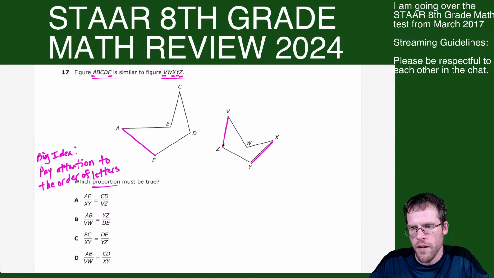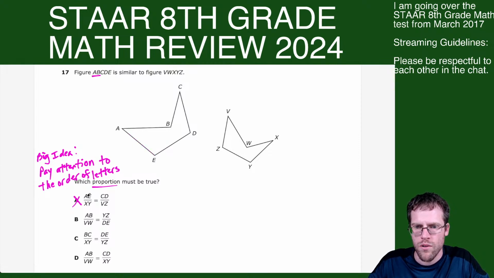So we can't compare this side here with the non-corresponding side in the other shape. We would have to compare a corresponding side. So that's how I know A is just automatically out. They're not comparing corresponding sides. So now we move on to the next answer choice.